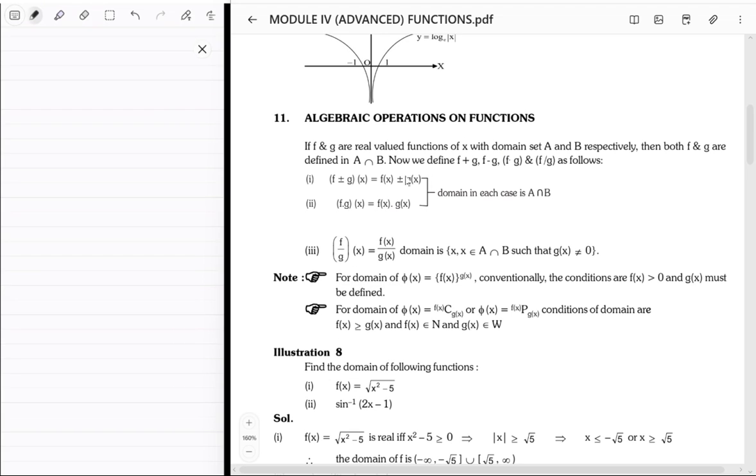If f(x) and g(x) are real-valued functions of x with domain sets A and B, then both f and g are defined in A intersection B. Now we define f plus g, f minus g, f times g, f upon g as follows. So f dot g, that's like f of x. Oh, it's not f o g. So f o g and f dot g are different, I guess. So it's f of x times g of x, this thing, and then of course f of g.